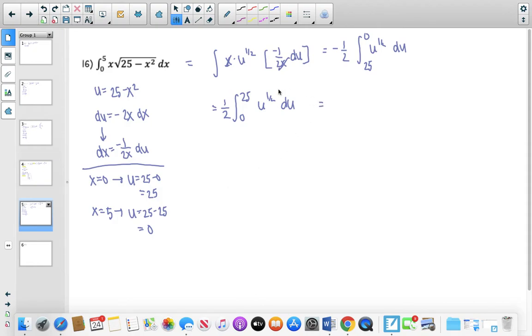Okay, so we're going to integrate this. You're going to add 1. And if you add 1, you get 3 over 2. And if we remember correctly, that means we're going to have 2/3. So you have 1/2 times 2/3, and then u to the 3/2 power. And you're going from 0 to 25. Okay, so still pulling up the answer key while I'm doing this. The 2's will cancel, and you get 1/3.